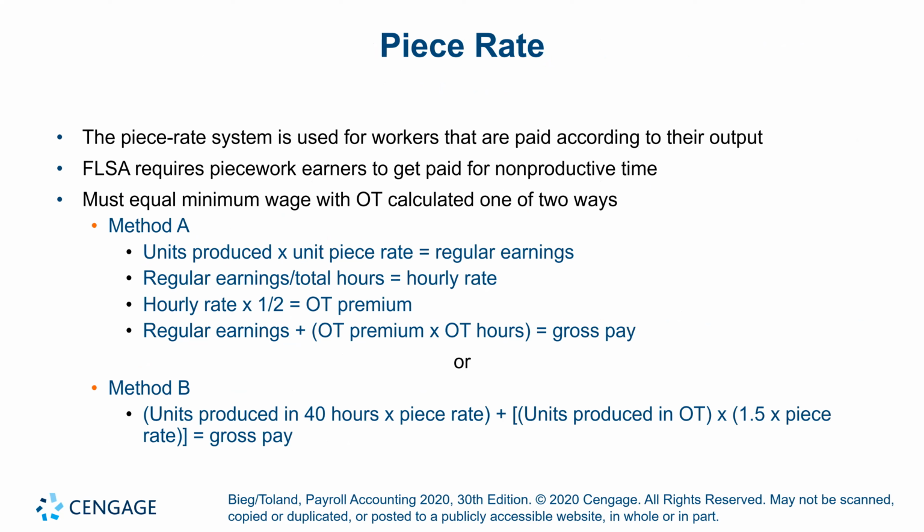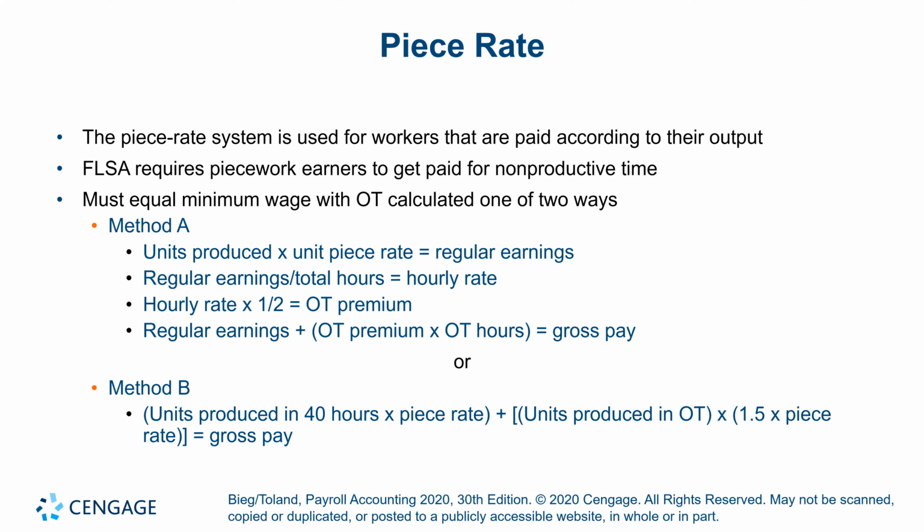The piece rate, again, if you had me for principles of accounting, we've got plenty of practice with this piece rate system. Just like it shows here, the piece rate system is used for workers that are paid according to their output. The Fair Labor Standards Act requires piecework earners to get paid for non-productive time as well. So even when there's idle time on the assembly line, for example, they still have to get paid for that non-productive time. Must equal minimum wage with overtime calculated either by using method A or method B.